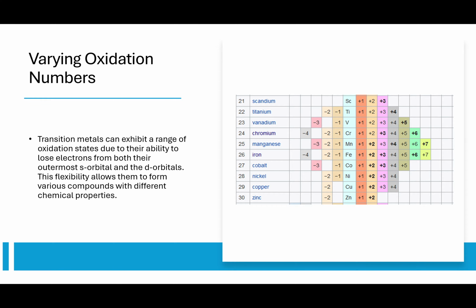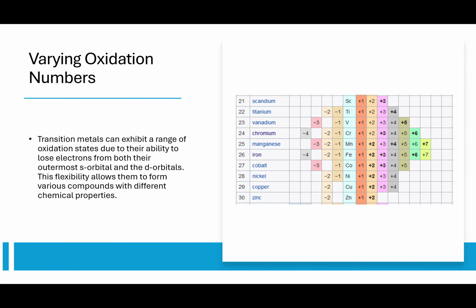Transition metals can exhibit a range of oxidation states due to their ability to lose electrons from both the outermost s orbital and the d orbitals. This flexibility allows them to form various compounds with different chemical properties. This is usually speaking to a type of valence electron effect that we speak about at a level higher than this chemistry, which contributes to the formation of various oxidation states within these metals. But that's one of the main defining characteristics of these types of metals in the D block.